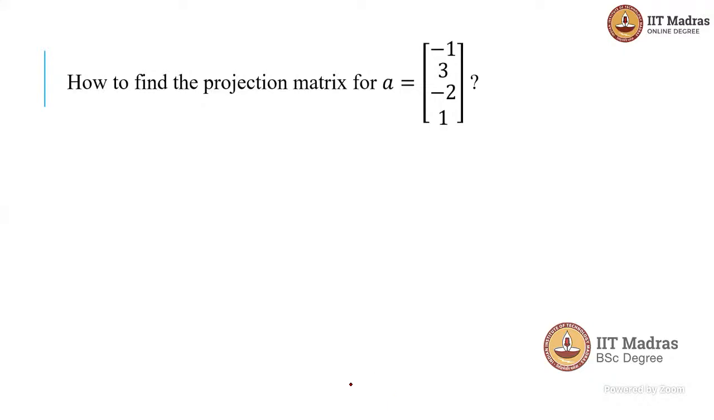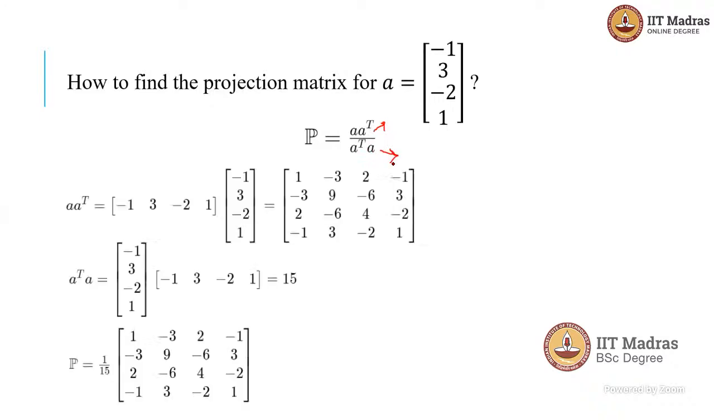Given any vector, how do you find the projection matrix? You have a vector available with you, so you just compute the product A A transpose and A transpose A, and substitute here. That is how the formula goes, simple substitution of the vectors. When you do this calculation, just make sure that the given vector is a column vector. So this should be a column vector.